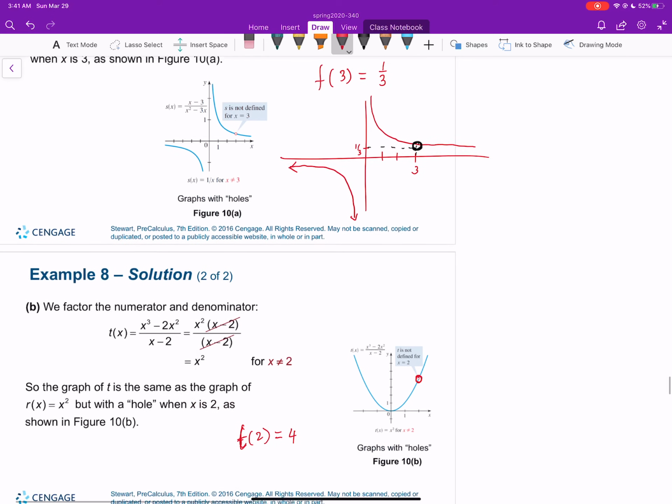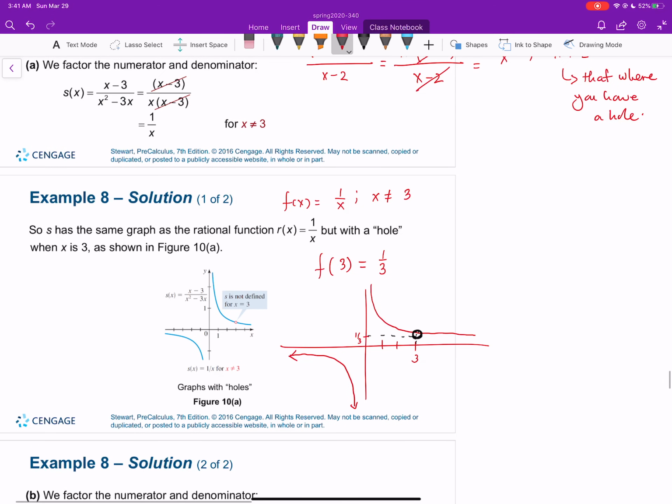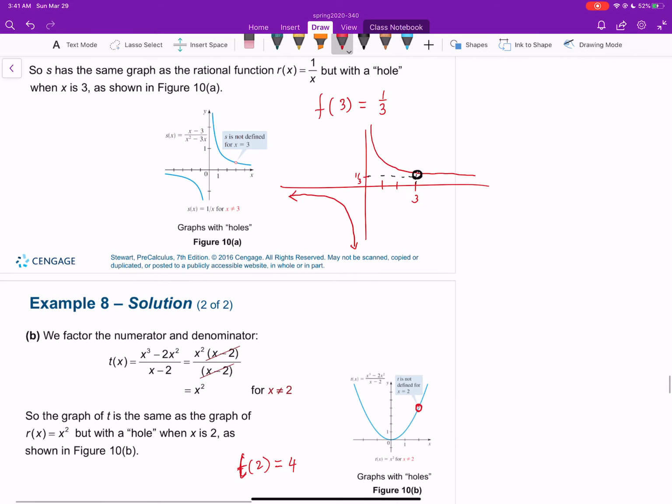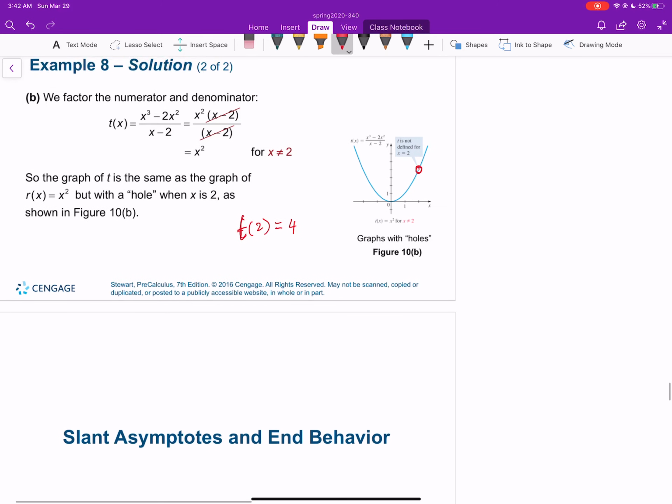Okay, so this is an example of where you have common factors, and when you have common factors, you end up with a hole in the graph when you sketch it. Okay, all right, so that is it.